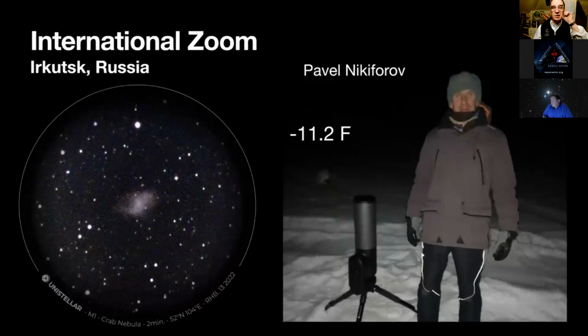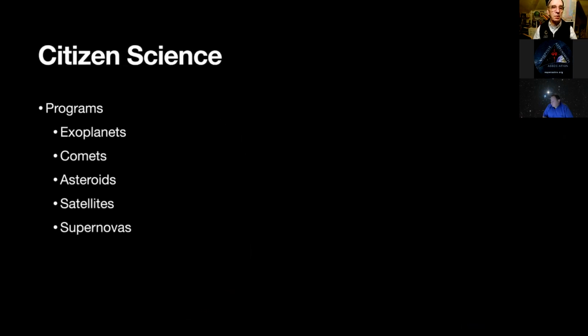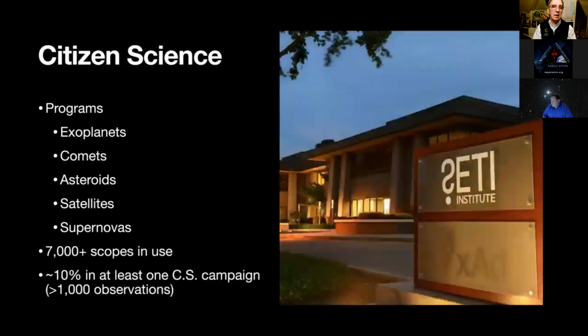There's a lot of citizen science programs. This is where people take data and contribute to science. And there are programs in exoplanets, comets, asteroids, satellites now a little bit. Supernovas, this thing will see supernovas in these relatively nearby galaxies. There's about 7,000 scopes in use currently, and about 10% of the users have at least been in one citizen science campaign, 1,000 observations.